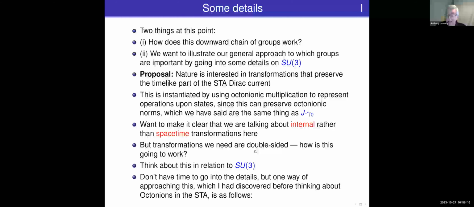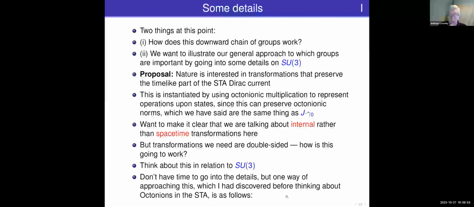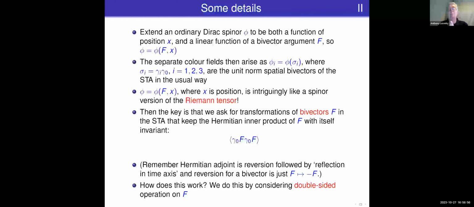But the transformations we need are double-sided. So how is this going to work? Because before we could just put general transformations, we wanted to do them on the left. But here we're going to be using some double-sided internal transformations, and we need to understand how that's going to work. And think about it in relation to SU3, which is the first way, which is where I first started. So this was before I was thinking about Octonions and the STA, and it's a way of representing SU3 wholly in the STA.